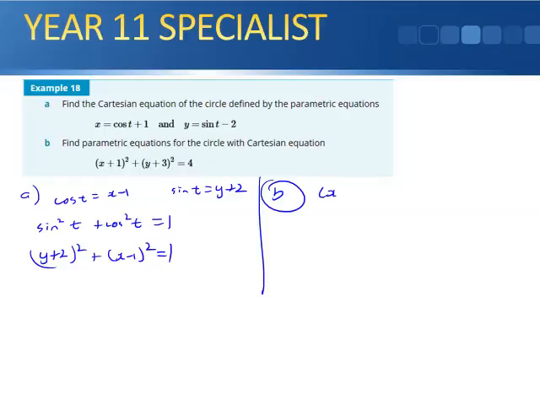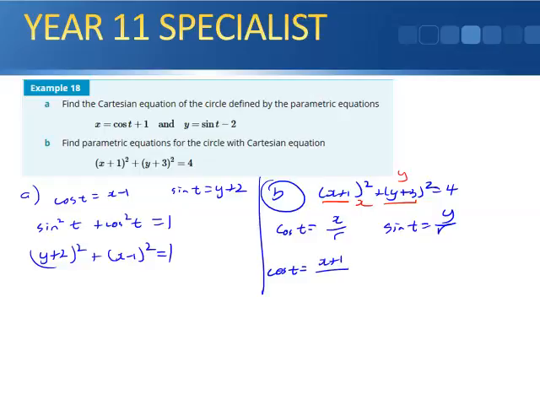Part B, parametric, given this here. So (x plus 1) squared plus (y plus 3) squared equals 4. Now just remember that cos t, when rearranged, is the x value divided by the r, and the sin t, when rearranged, is the y value divided by the r. In this case, my x is x plus 1, and my y is y plus 3. So substituting that in, I get cos t equals (x plus 1) over, now that's r squared, so r equals 2, so over 2. And sin t equals (y plus 3) over 2.